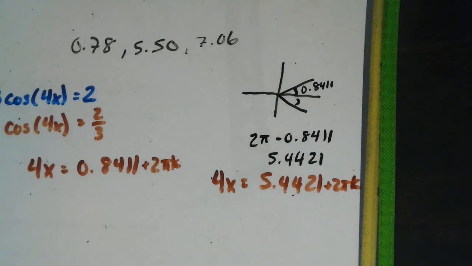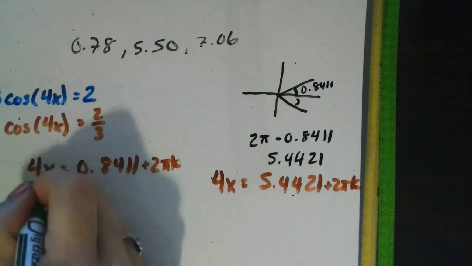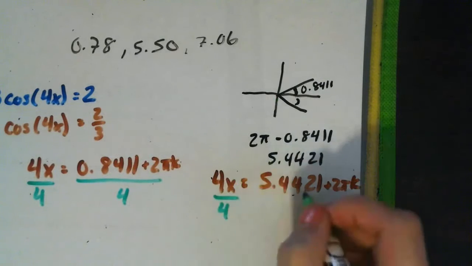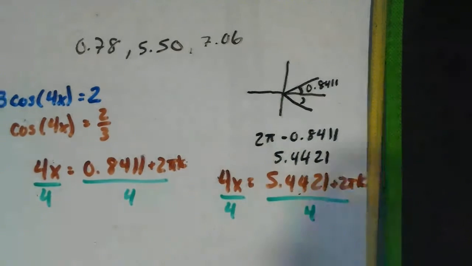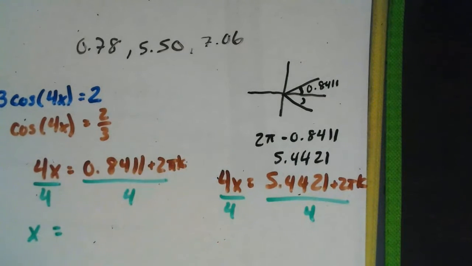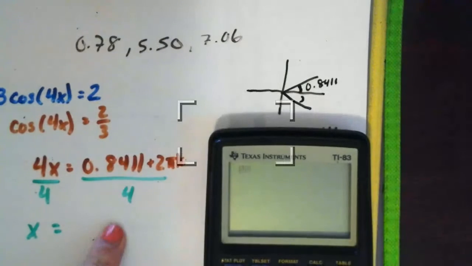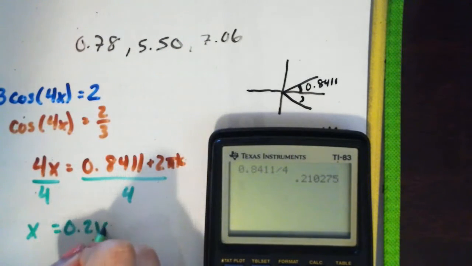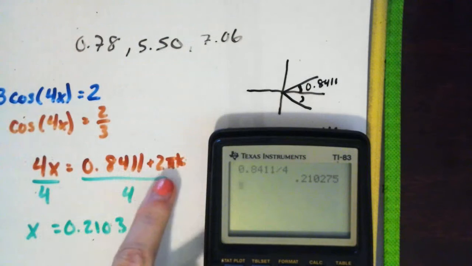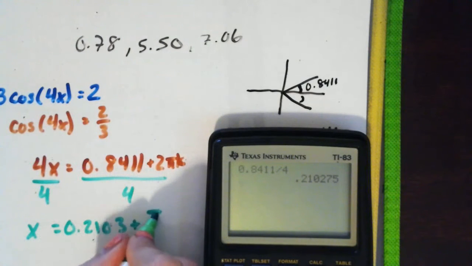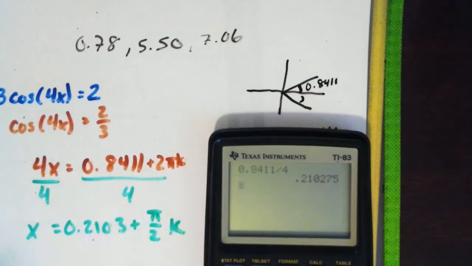Now I need to solve for x. That means divide by 4. 4x over 4 leaves just x equals, I need to take my 0.8411 divided by 4, which gives us 0.2103. And then 2 pi k over 4 reduces to pi over 2 k.